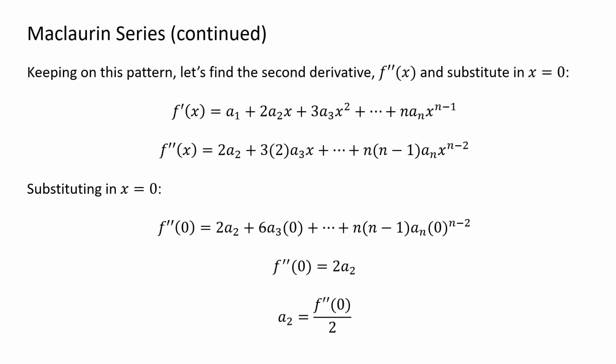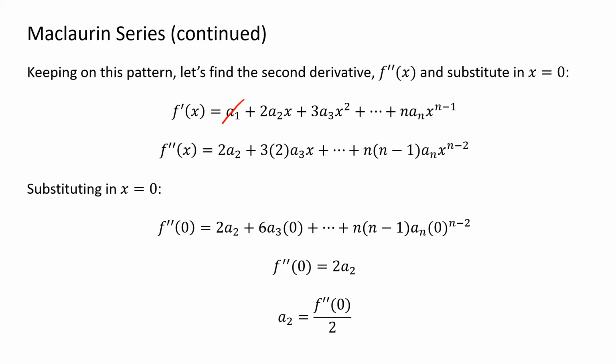So if we continue this pattern, I'm going to find the second derivative. The first derivative I have written here for reference. It's a1 plus 2 times a2 x plus 3 times a3 x squared, all the way to this final derivative term, which is n times a_n x to the n minus 1. If we take the second derivative, this constant a1 will go away, which we've already found, so it's not a big deal.